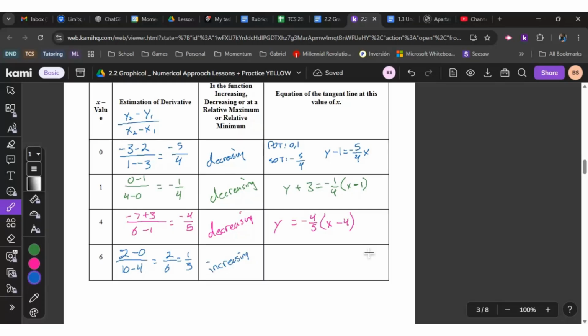All right. And what was the point on that one? 6, -7. Okay, so y plus 7 equals my slope of 1/3 x minus 6. Fantastic, right? Ish. All right. Okay.